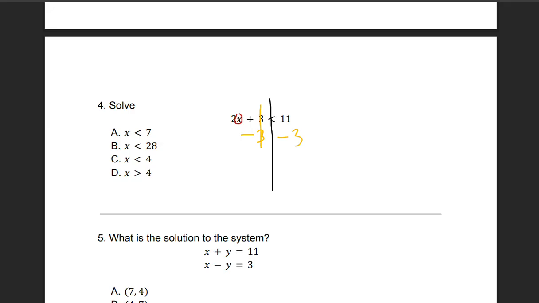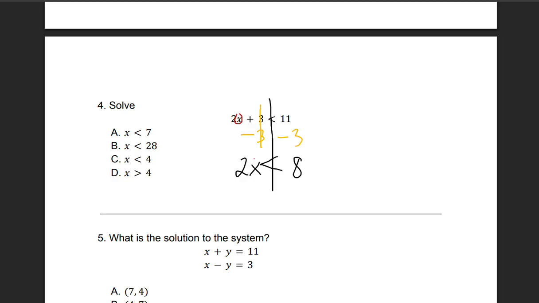Cancels on the OG side. Drop down what you haven't touched. Here's where I'm ensuring I put the right inequality sign. And 11 minus 3 is going to give us 8. Again, no calculators. Gotta know. Easy, simple adding and subtracting. Use our fingers if we have to.